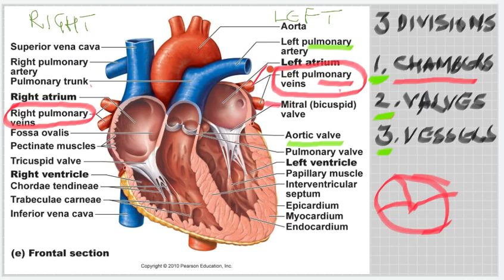Where are they coming from? They are coming from the left lung, and that's why they are called the left pulmonary veins. And similarly, we have the right pulmonary veins. Where are they coming from? Yeah, if you guessed it, they're coming from the right lung. And what are they bringing with them? They are bringing oxygenated blood.